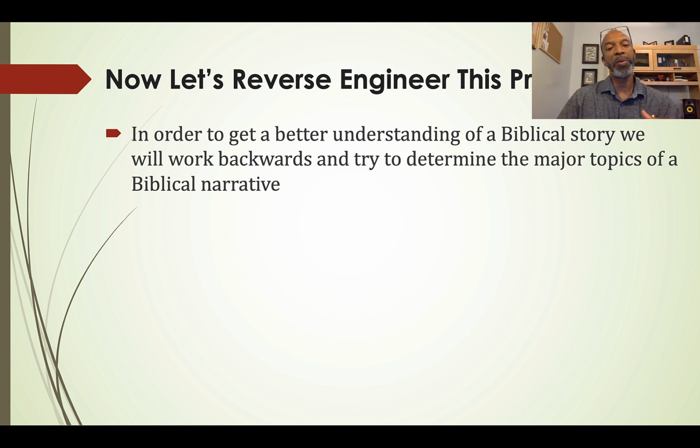Okay, so now, as I said, we're not writing a story. We're not giving a presentation. What we're trying to do is understand the biblical narrative. And so what I'm talking about is using outlining to understand the stories of the scripture. So we're actually going to reverse engineer the process. We're going to take something that's already written, i.e. the scriptures, and we're going to read it looking for those major topics and then looking for the subtopics of each major topic. Okay, so in order to get a better understanding of a biblical story, we're going to work backwards.